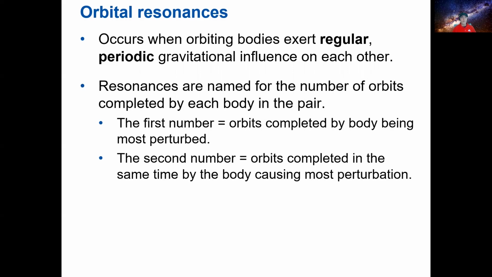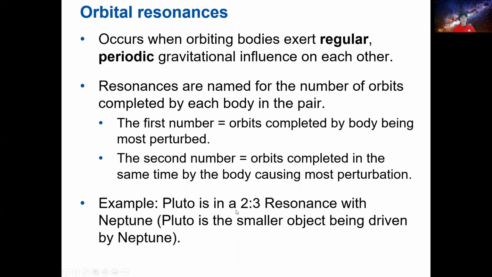Resonances are named for the number of orbits completed by each body in the pair. The first number is the number of orbits completed by the body being most perturbed. The second number is the number of orbits completed in the same time by the body causing most perturbation. One example is Pluto's 2-3 orbital resonance with Neptune, which means Pluto completes 2 orbits for every 3 orbits of Neptune.